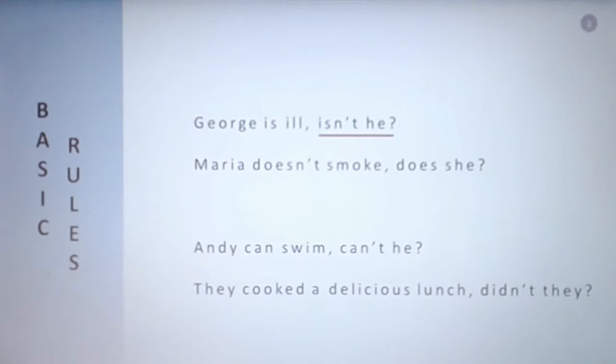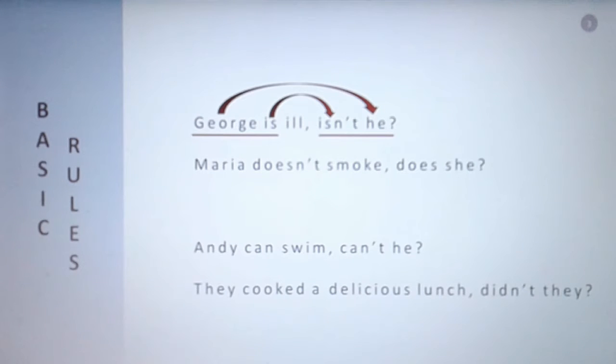Now let's try to find out how to form the question tag here. So isn't he comes from the use of the subject and also the to be in a sentence. So from positive, we change it into negative. And from George, we change it into its pronoun. George is a boy, right? So we use pronoun he.